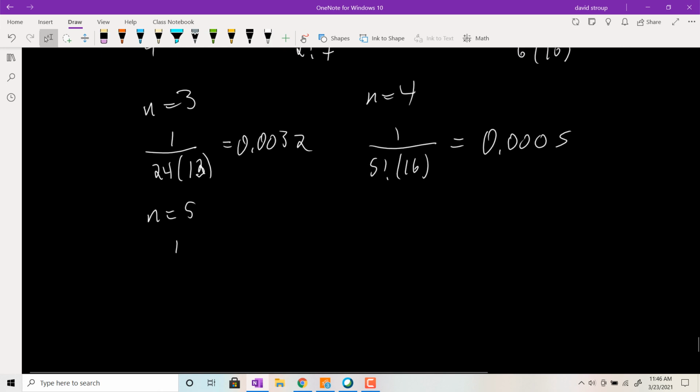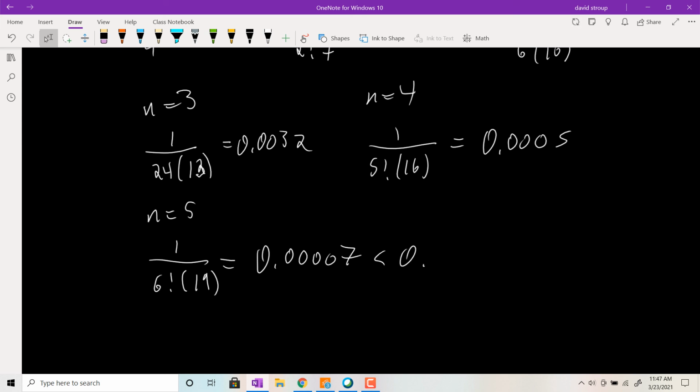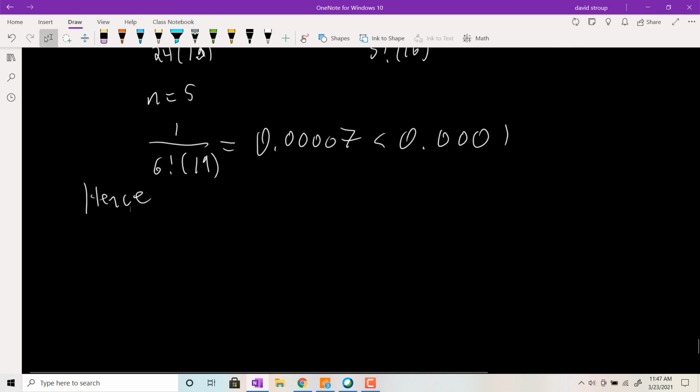So we have then 1 all over 6 factorial times 19, which will be 0.00007, which is definitely less than the 0.0001 that we wanted. Hence, we can approximate the integral with the first 5 terms that you see. Okay? So you kind of forget about s_1, s_0, where you're starting, and just basically, if this says 5, use the first 5 terms.